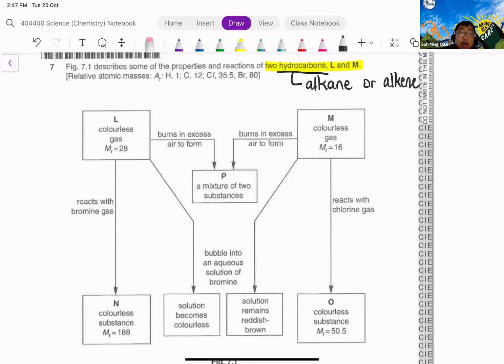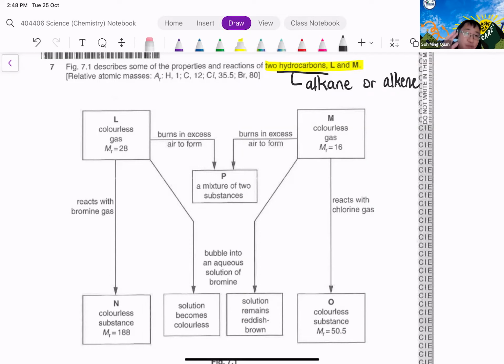So if you recall, hydrocarbons are compounds that contain only carbon and hydrogen only. So alcohols are not hydrocarbons, okay? Alcohols got oxygen. Carboxylic acid got oxygen, so they are not hydrocarbons. Hydrocarbon must be alkanes or alkenes because they only contain carbon and hydrogen atoms.